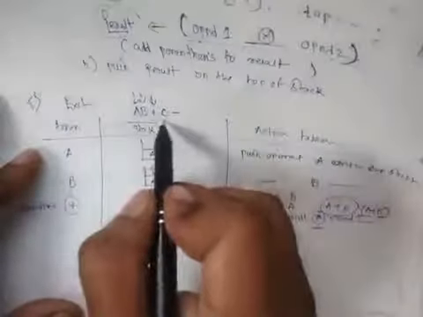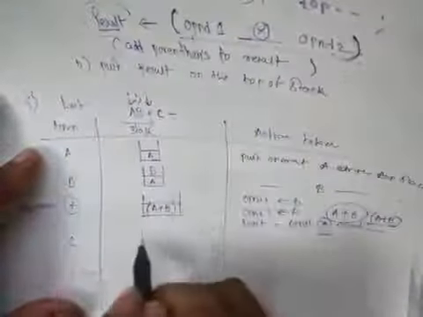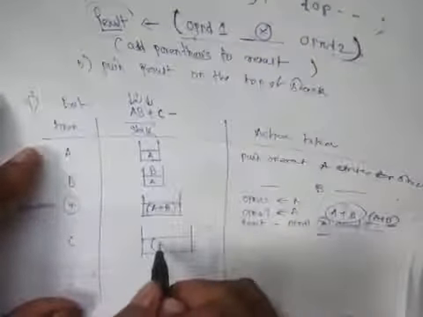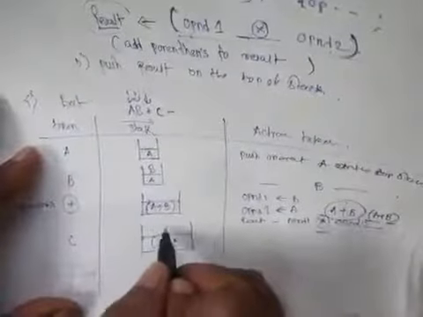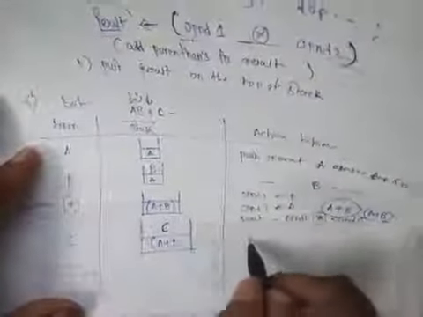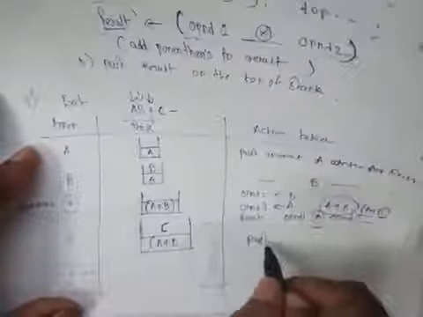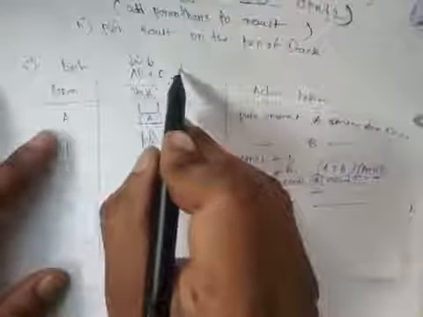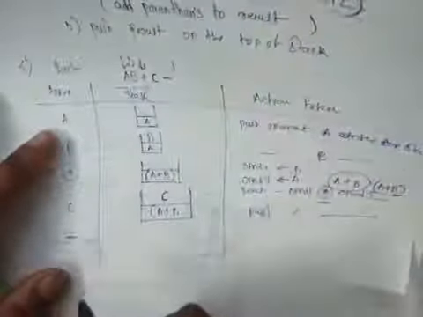Then what is the next token? The next token is C. Again it is an operand, so we push that operand on the top of the stack. So this is your stack, A plus B as it is, and this is your C. The next token is the minus sign. Minus sign is an operator.